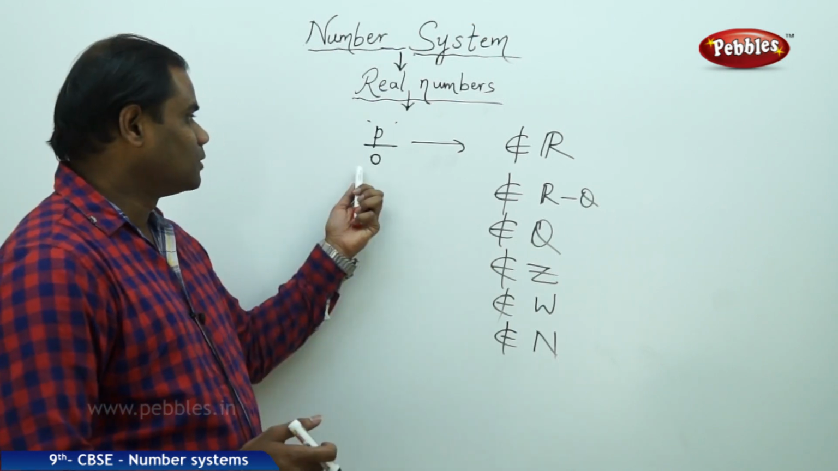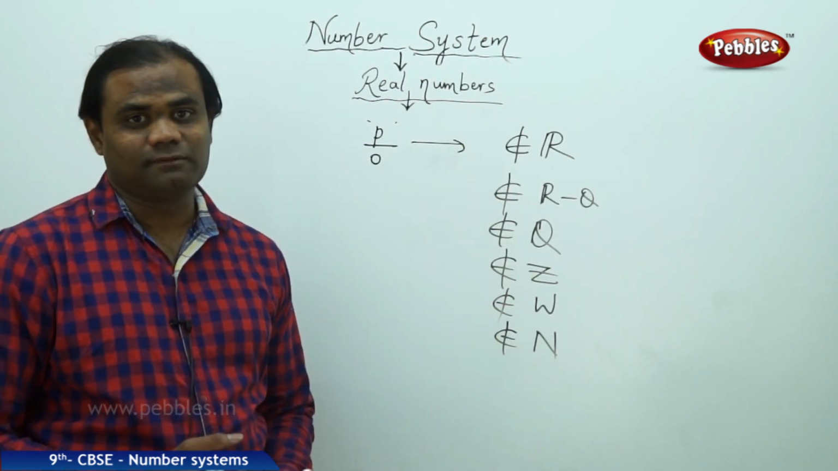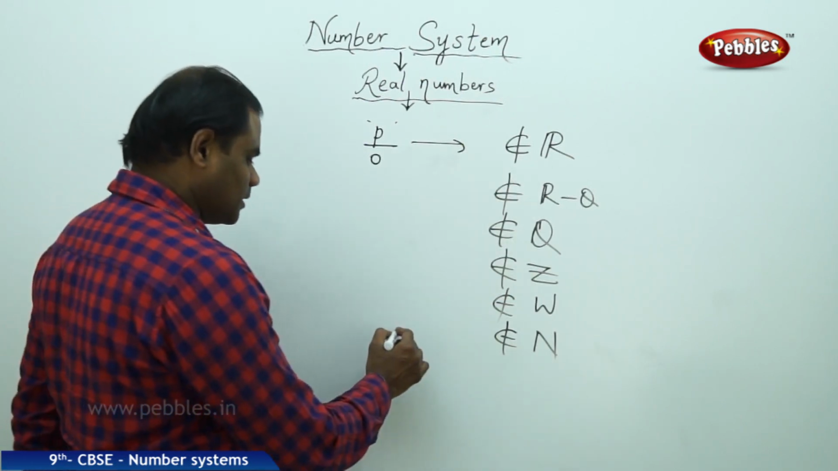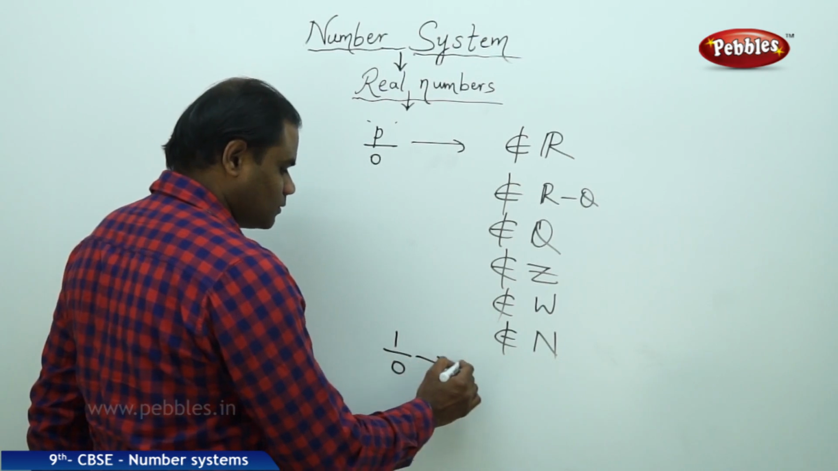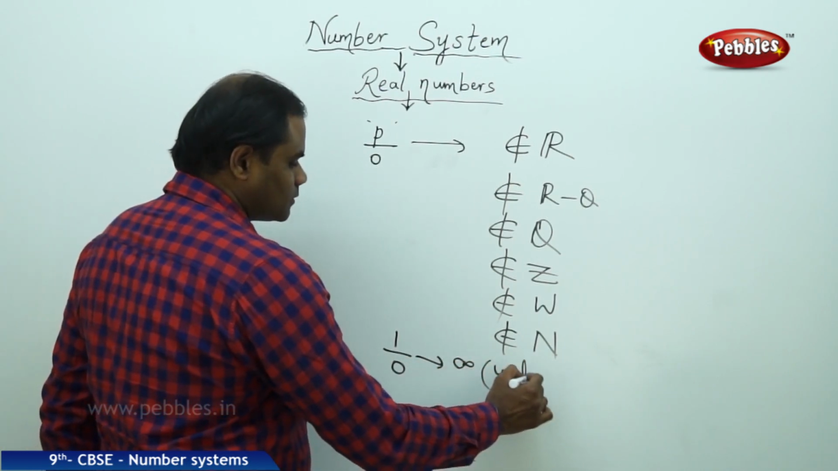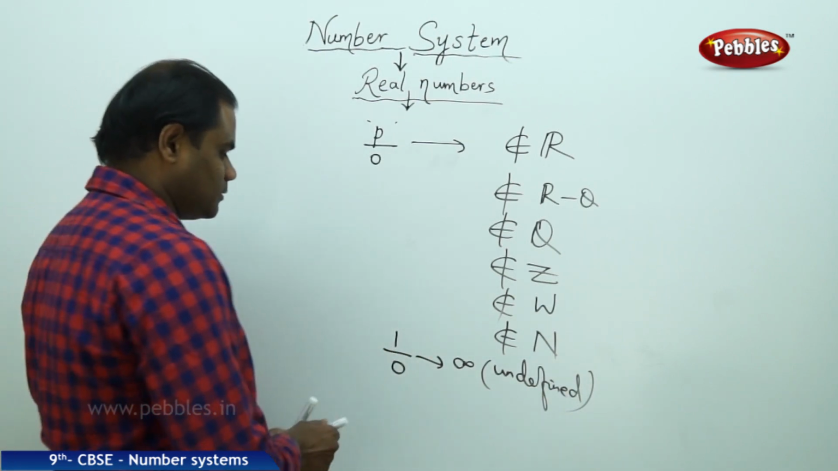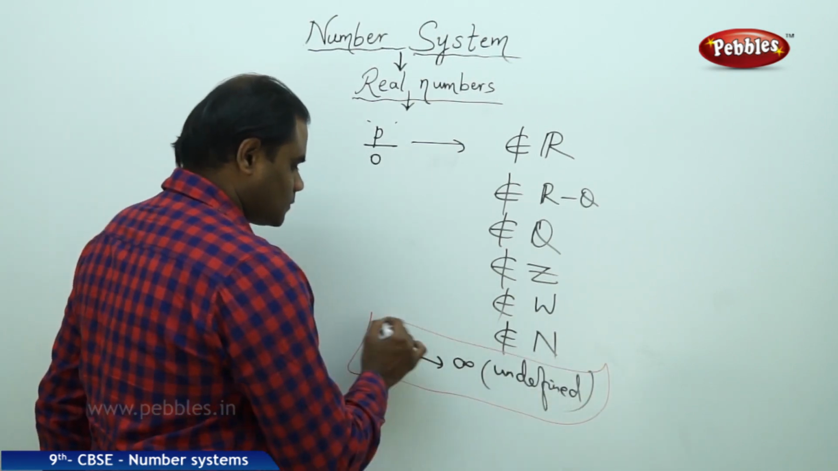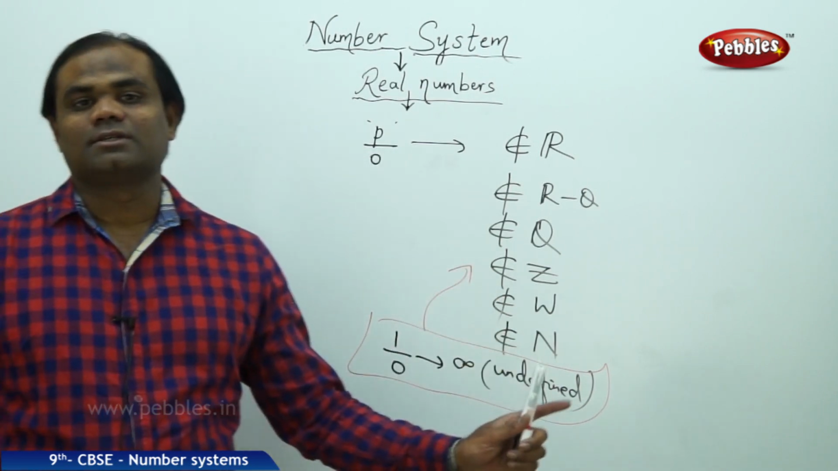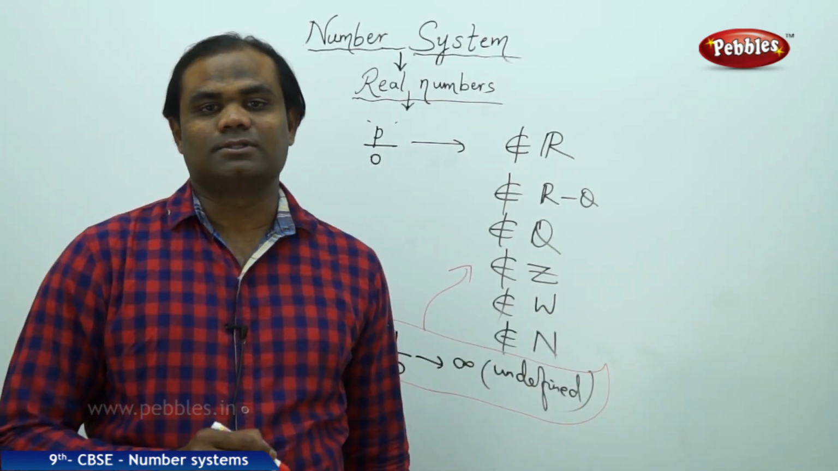It's an exception for the number system itself, simply because 1 by 0 is infinity, which is undefined, and that is the reason why this is an exception to the number system.